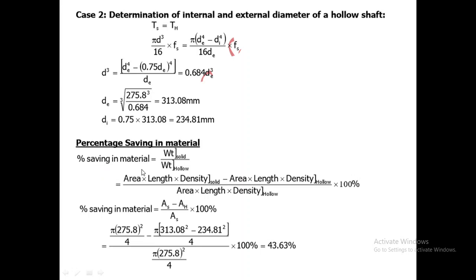Percentage saving in material is in terms of weight, and we take the ratios of the weight of the solid and hollow shafts. It is directly related to the area of the shaft. So percentage saving is the weight of the solid shaft minus the weight of the hollow shaft, divided by the weight of the solid shaft. The percentage saving will be 43% when you use the hollow shaft.